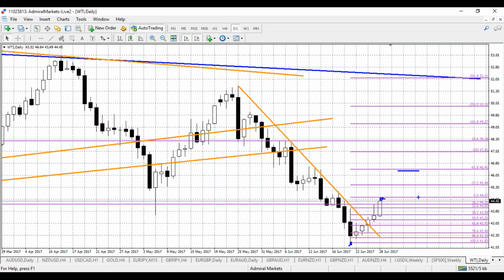For the moment, the minus 61.8 is 46.40. If it stays at or below the 46.40 minus 61.8 target, it could be an ABC. If it breaks above it, then it's a higher chance that it could be a 1, 2, 3 instead.